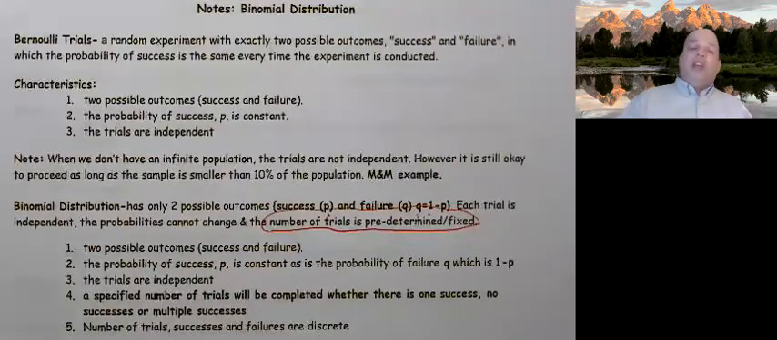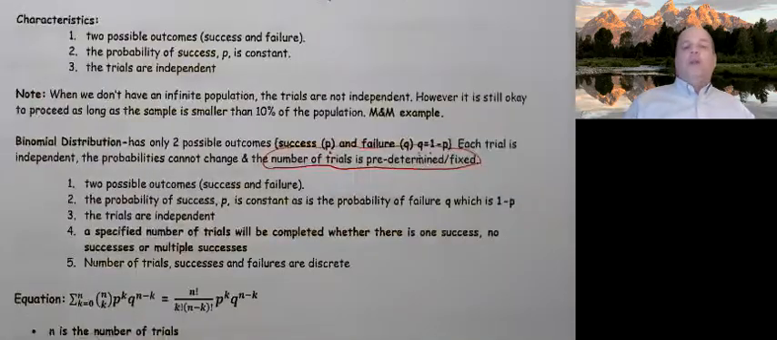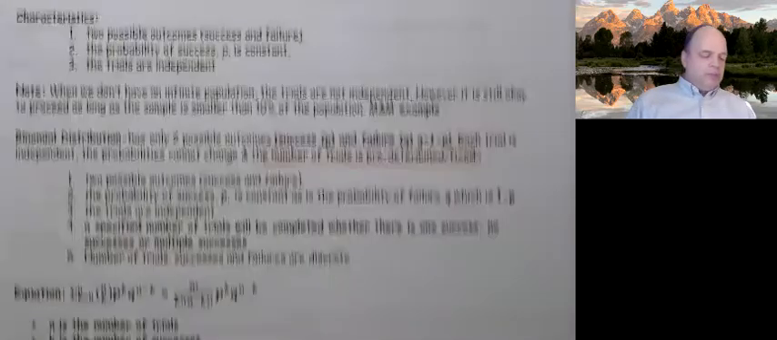But in this case, we have a specific number of trials. I'm going to talk to 10 guys and see if one of them is honest, or 3 of them are honest, or whatever. I'm going to flip the coin 20 times, and I'm going to count the number of heads. So once again, 2 possible outcomes, but probabilities do not change. They have to remain constant, and trials are independent, but there's going to be a specific number of trials, and the values are discrete.